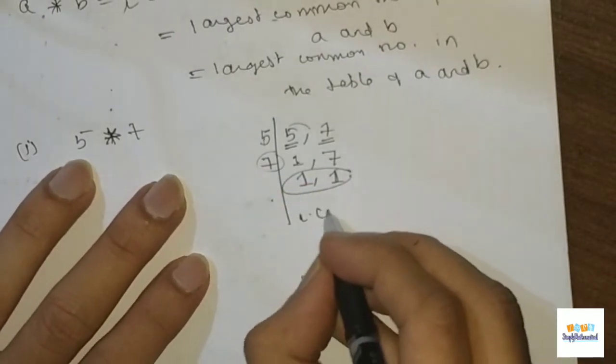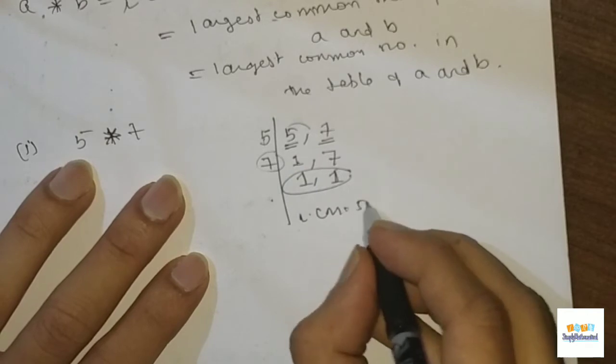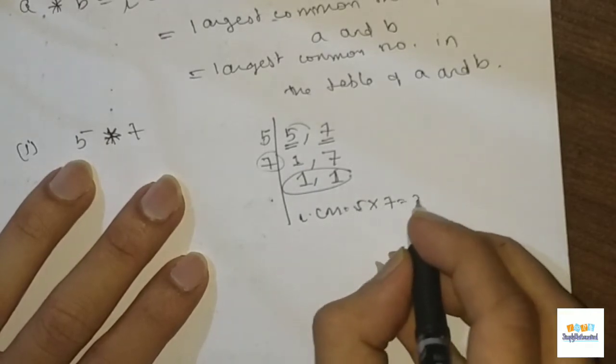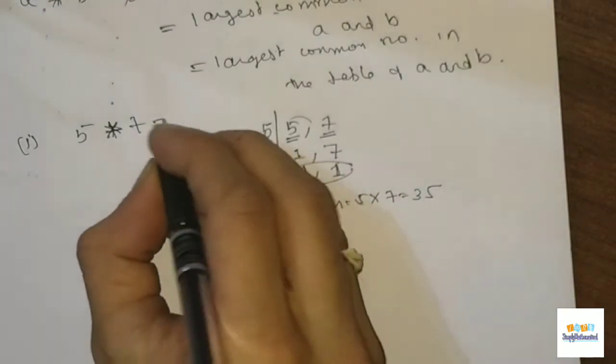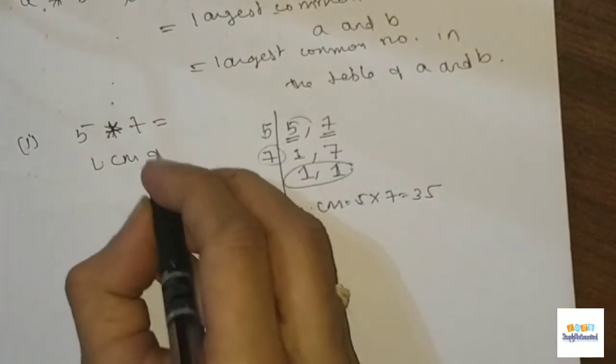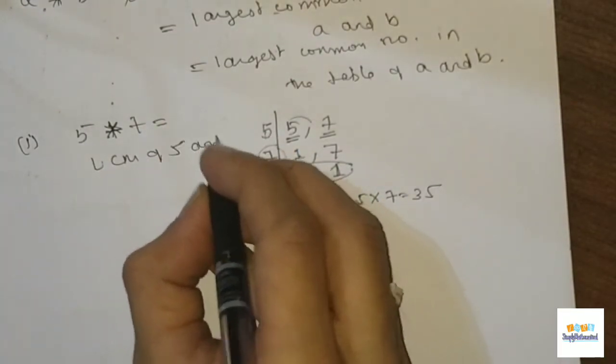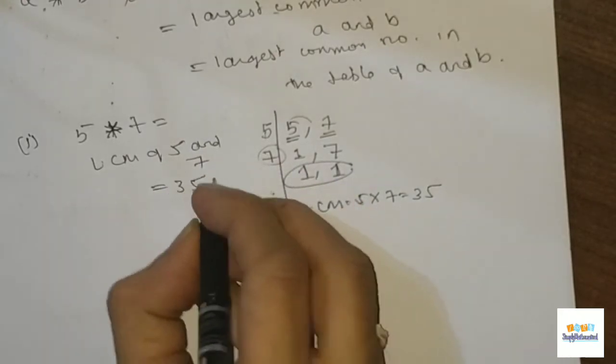So the LCM will be what? 5 multiplied by 7, which is nothing but 35. Okay, 35 is the LCM. So the answer here is LCM of 5 and 7, which is 35.